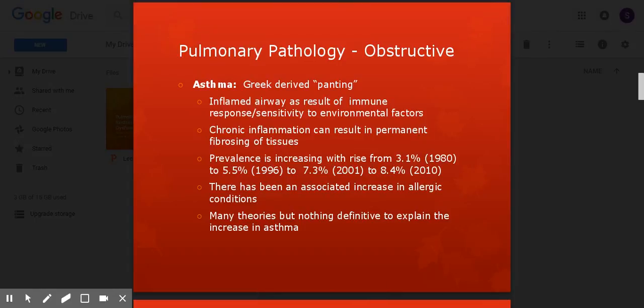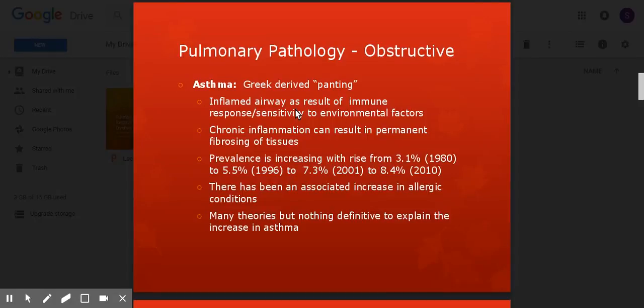The next condition that we're going to talk about is asthma. Asthma is derived from the Greek word for panting, and asthma is the result of an inflamed airway from some type of immune response or sensitivity to environmental factors. The book goes into the great number of factors associated with asthma.